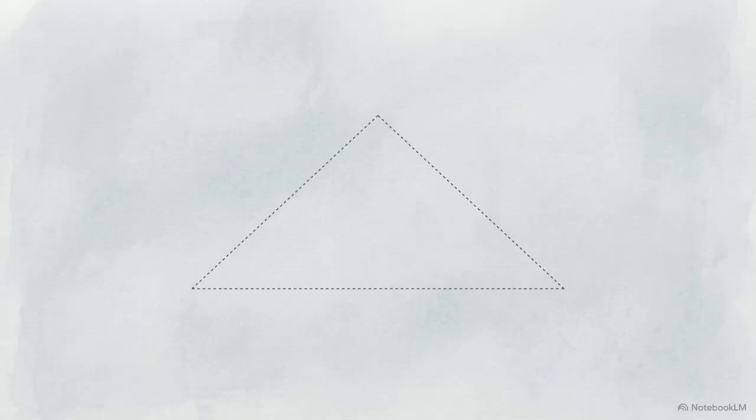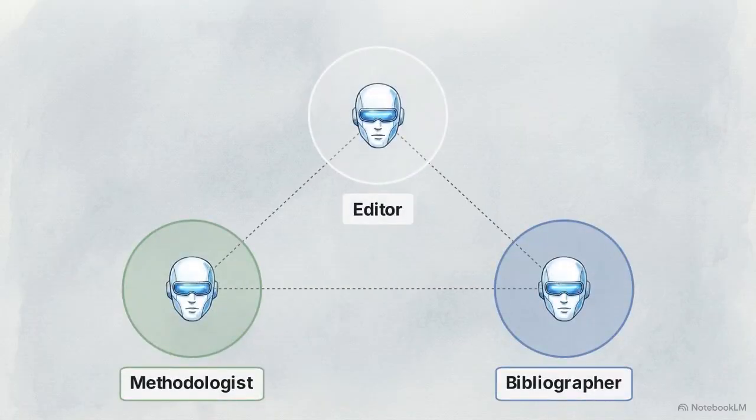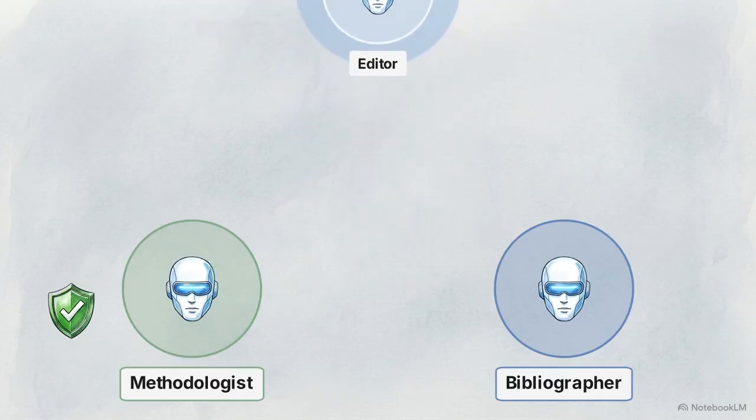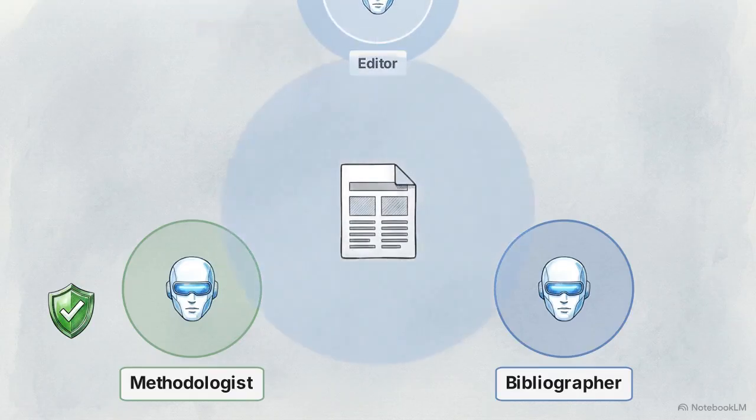Through active consensus, the nodes cross-verify their work in real time. The methodologist sends claims to the bibliographer, which checks data against PubMed and returns verified citations. Finally, the editor node synthesizes these verified technical steps and accurate citations into a fluid academic narrative.